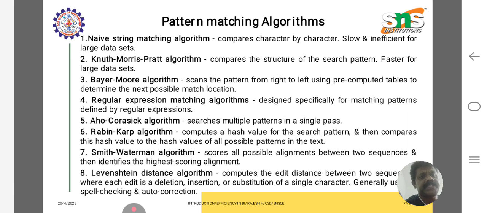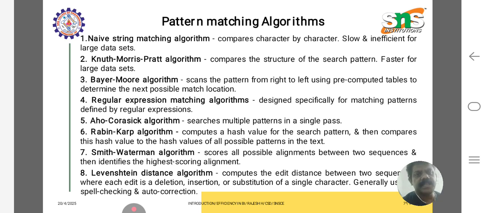And regular expression matching algorithms are designed specifically for matching patterns defined by regular expressions. And the Aho-Corasick algorithm, which is used to search multiple patterns in a single pass. And the Rabin-Karp algorithm, which computes a hash value for the search pattern and then compares this hash value to the hash values of all possible patterns in the text. And the Smith-Waterman algorithm, which scores all possible alignments between two sequences and then identifies the highest scoring alignment.